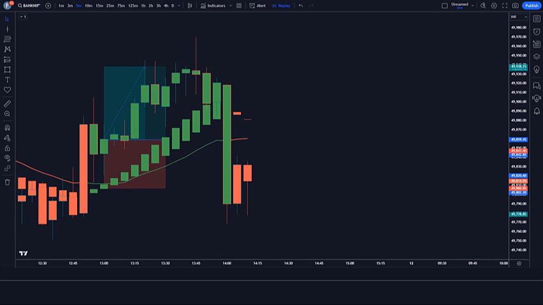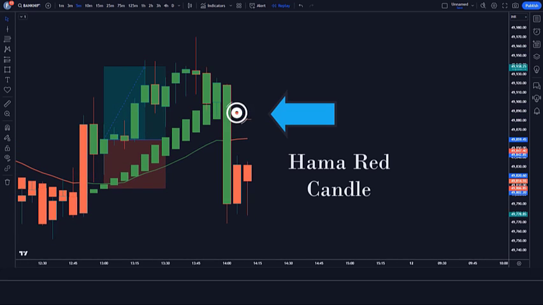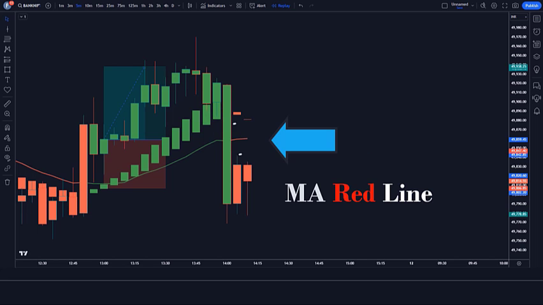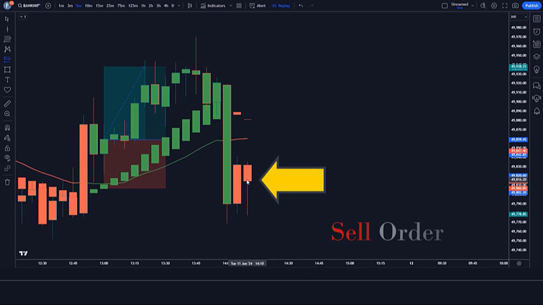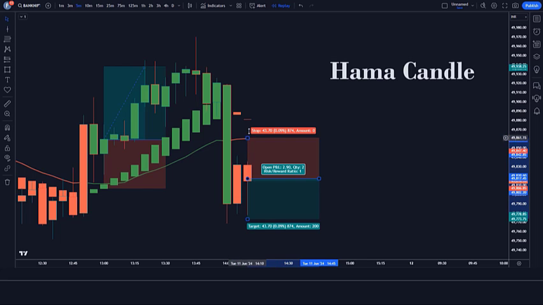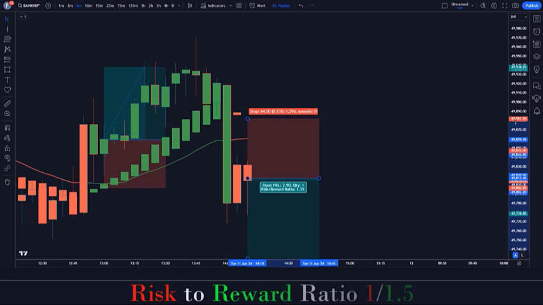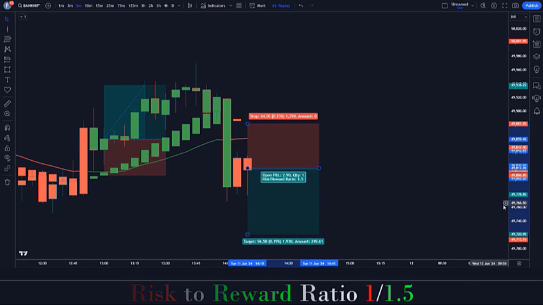We have got the signal. Here the HAMA candle indicator gives us a red candle signal. Here the MA red line. Here the market has made a bearish candle to give confirmation. So all our conditions are being fulfilled, so we are placing an order to sell. Our stop loss is to be placed at the red HAMA candle, and the risk to reward ratio will be 1:1.5.